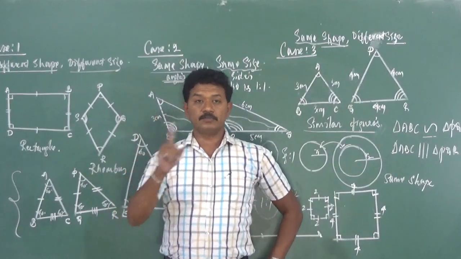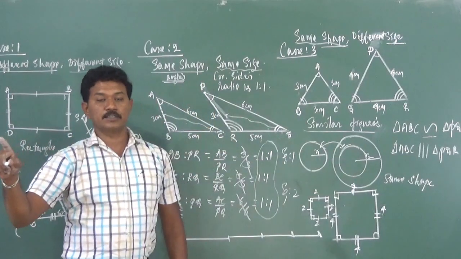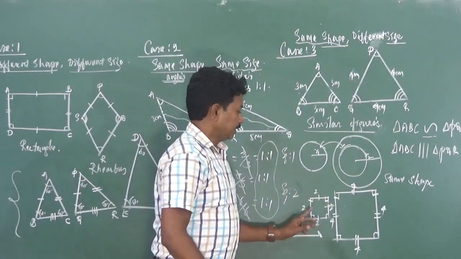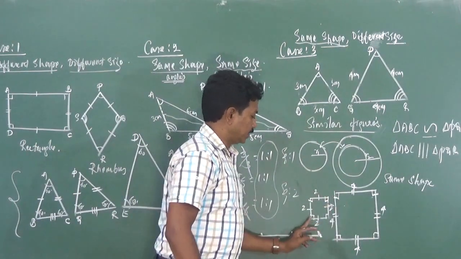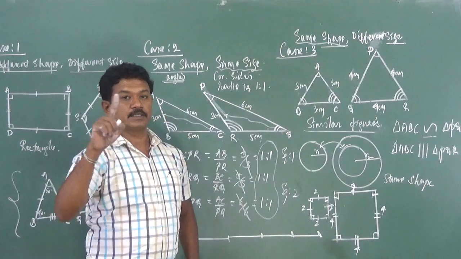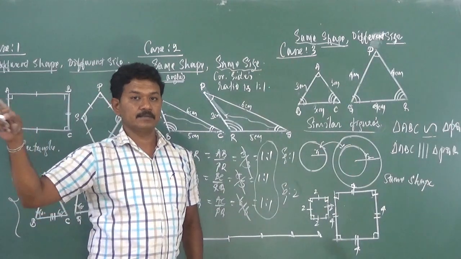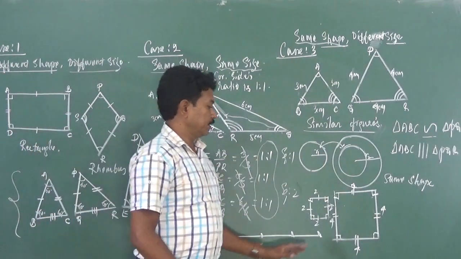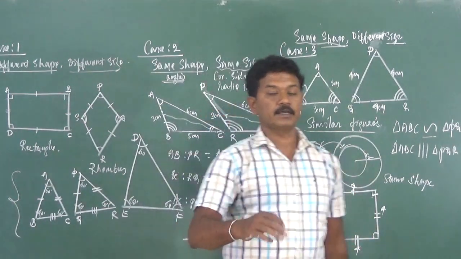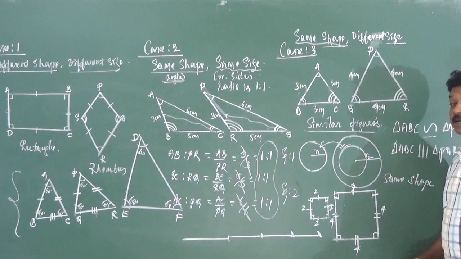Condition number 1: any two polygons are said to be similar if and only if their corresponding angles are equal. That means they are equiangular. So two polygons are said to be similar if and only if their corresponding angles are equal, that is, equiangular, and their corresponding sides are proportional. Proportional means their corresponding sides should be in the same ratio.